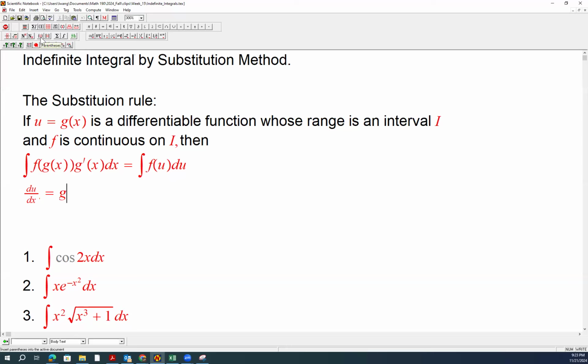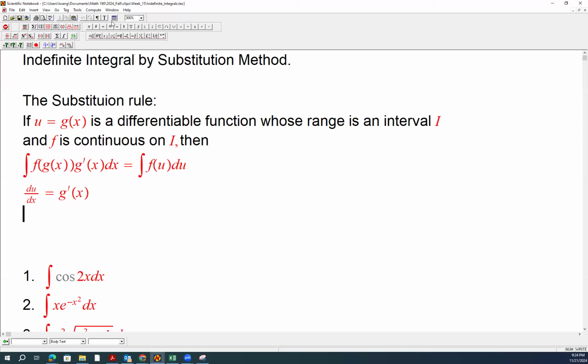It's g prime, sorry, g prime, right? That's the derivative of g. And as a result, we multiply both sides by dx: du equals g prime dx. In other words, this is a du. So that's how we get a du. And so this substitution simplifies the function.